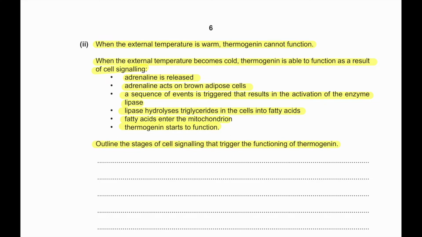So basically, adrenaline binds to the receptor on the cell surface membrane of brown fat cells, and as a result it activates the G protein. The G protein then activates the adenylyl cyclase enzyme. The enzyme then produces cyclic AMP as a second messenger. The enzyme cascade leads to activation of lipase by phosphorylation.